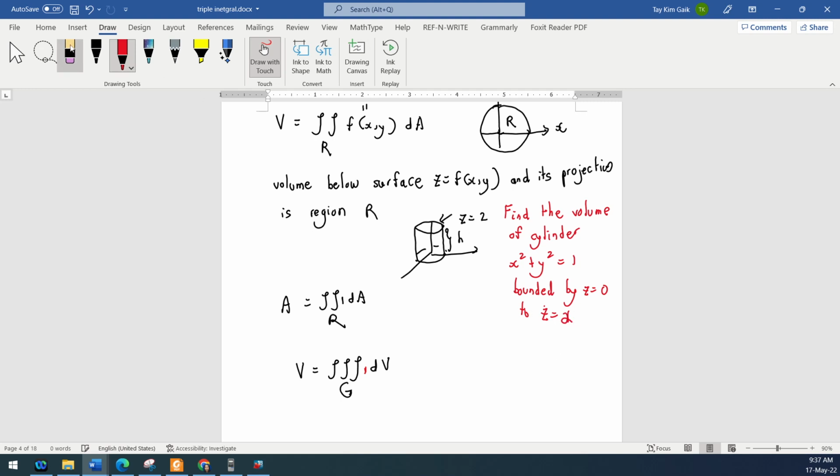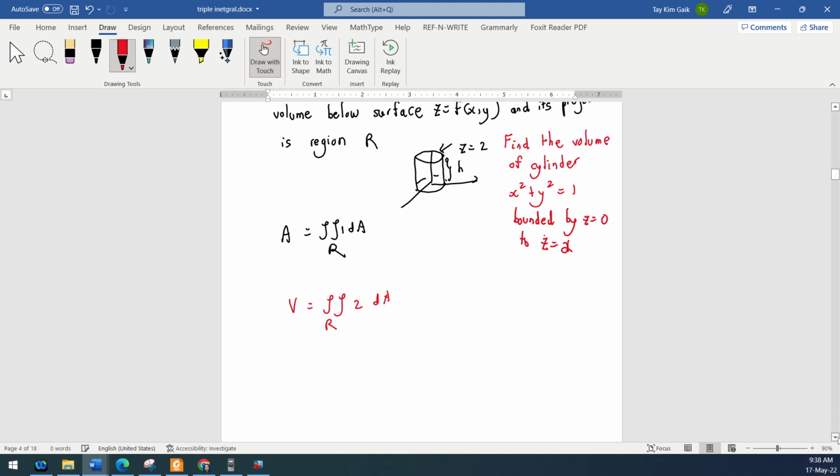So if we use a double integral, then your volume is actually the integral of z, which is 2, right? So this is 2 dA over region R. The region R is circular, so you can use polar coordinates. So you have 2 dA, which you change to r dr d theta.